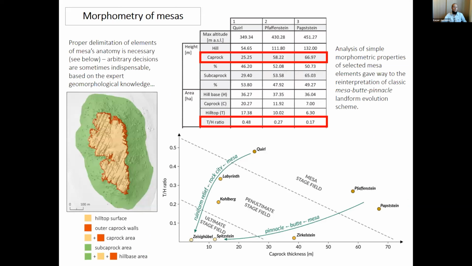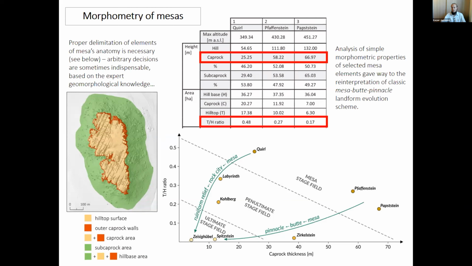But it seemed to be not enough, so we tried to survey further the relations between area and height of caprock and subcaprock zones. And as a result, we were able to propose a reinterpretation of the classic Mesa, Butte, Pinnacle landform evolution scheme.